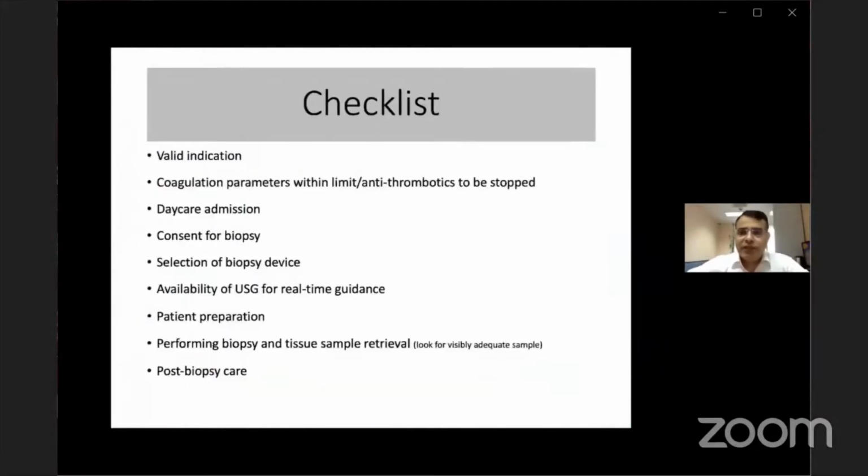Then the checklist, which is very important, and I'll be talking one by one about it in the coming slides. We need to have a valid indication, then coagulation parameters should be within limits, and antithrombotics, if they are to be stopped. The patient should be admitted, either if the patient is an inpatient or the patient should have a daycare admission.